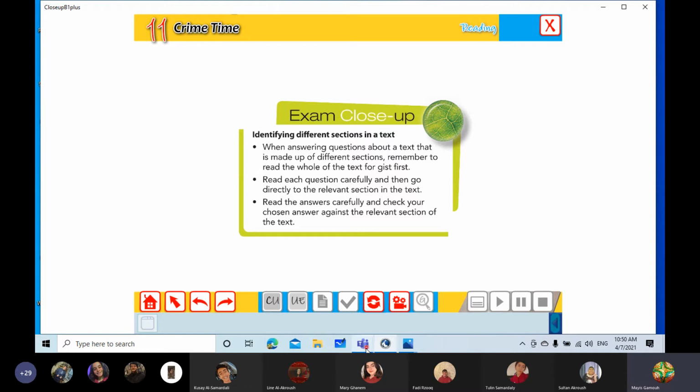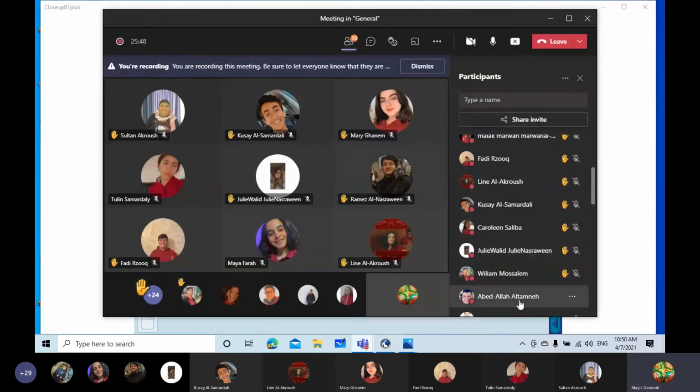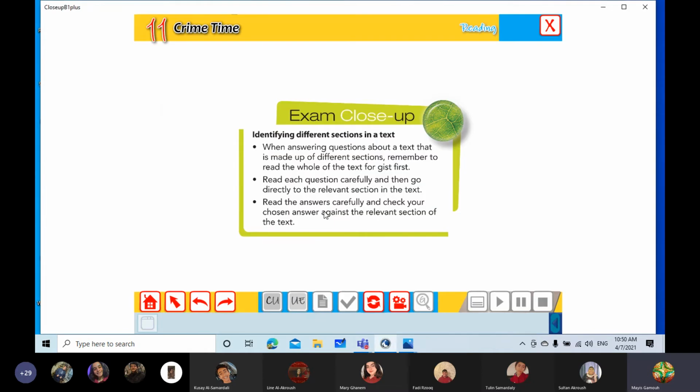Let's go to point number 3 in here. Do we have new hands? William, can you read, please? Read the answer carefully and check your chosen answer against the relevant section of the text. Thank you, dear.